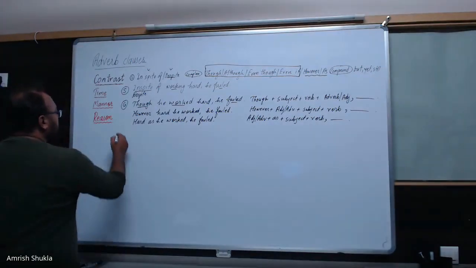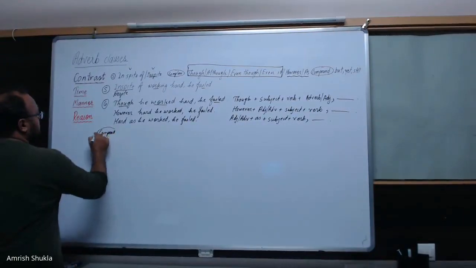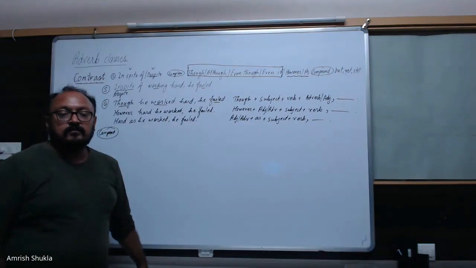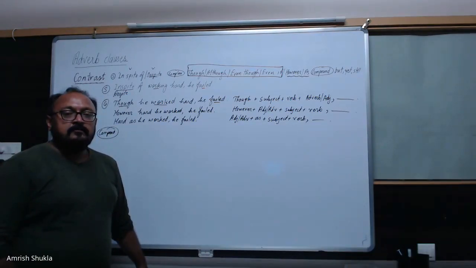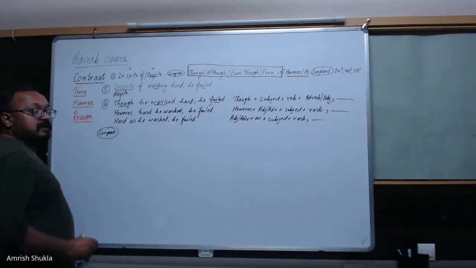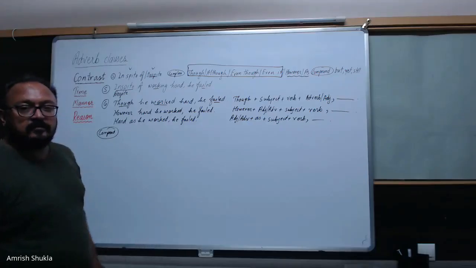To make it a compound sentence, we have to use but, yet, and still. Okay? They almost mean the same thing. So, if you want to use but, yet, or still, you can write the sentence as. Can anybody tell me what shall we write if we use but, yet, or still? He worked hard, but he failed. Very good. That's simple.